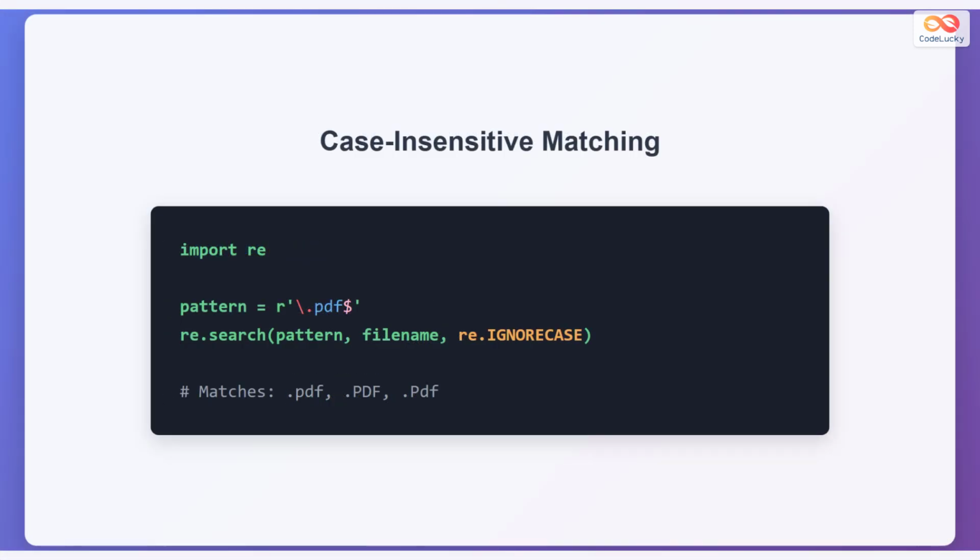To perform case-insensitive matching, use the re.IGNORECASE flag in Python. This will ensure that you match extensions regardless of their capitalization. The code snippet shows how to do this in Python. First, import re. The pattern is \.pdf$. Now use the re.search function with the re.IGNORECASE flag. This setup matches .pdf, .PDF, and .Pdf.